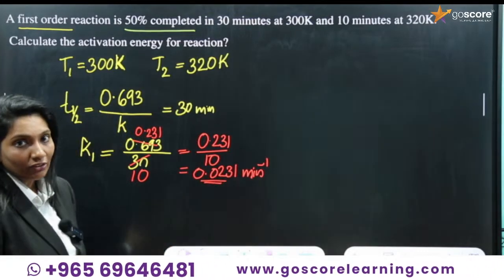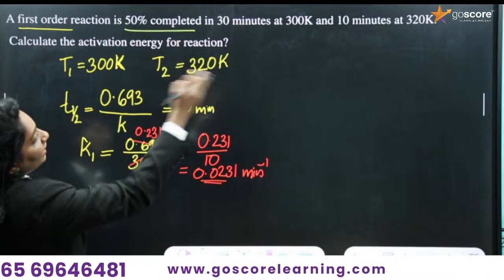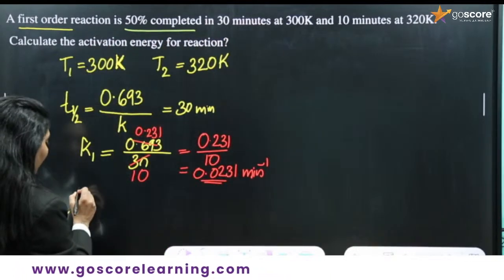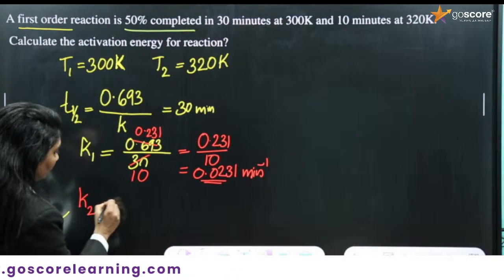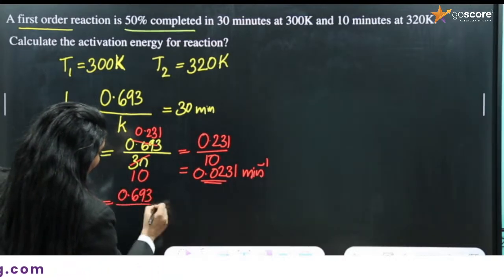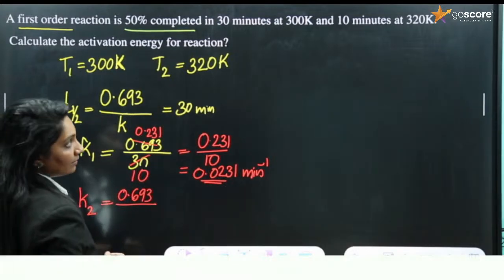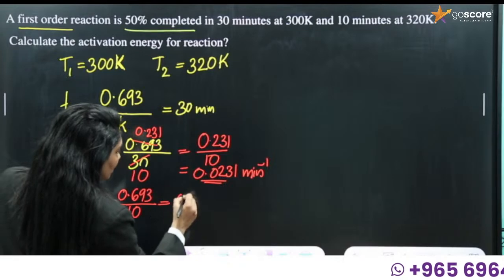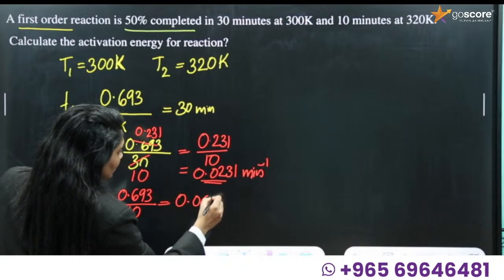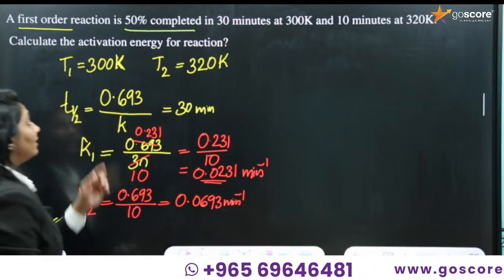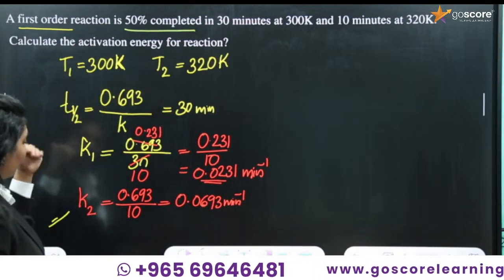In the same way we can find K2 also. At 320 Kelvin the half-life is 10 minutes. Then how will the K2 value be? It is equal to 0.693 divided by the half-life, 10 minutes, right? Then it will be 0.0693 minute inverse. Now we have T1, T2, K1 and K2.